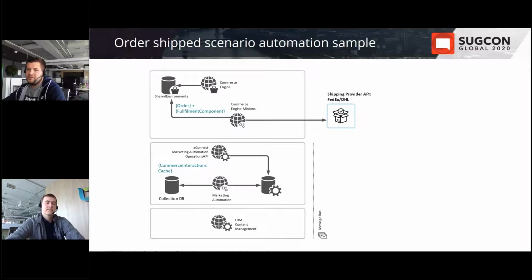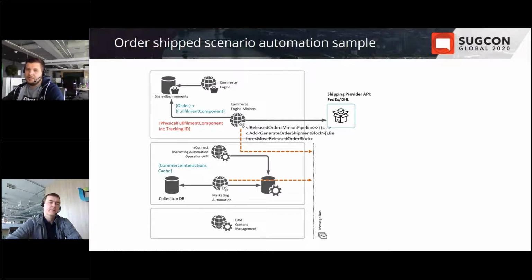So we have Commerce Engine and its databases storing order and fulfillment information. When an order is in a released state, we can use the released orders minion pipeline to register an order for shipping with a shipping provider. As a result, we can update the physical fulfillment component data with shipping information and tracking ID. Now we need to make the tracking ID available for automation. We have several options. We can make a call to the Marketing Automation Operations API with custom properties, including order ID and tracking ID.